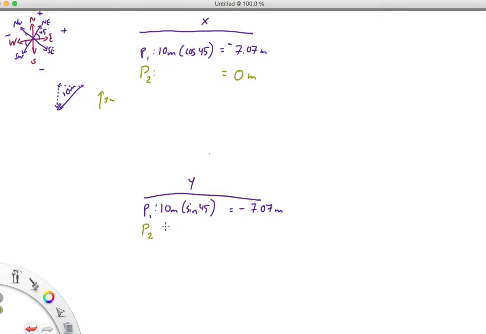If it makes you sleep better at night, we could say it's 3 meters times the sine of 90. But the sine of 90 just equals 1. So I'll write that just to make you feel better. But it's really just 3 meters. So this is a positive 3 meters. I'm being very casual with my sig figs here.